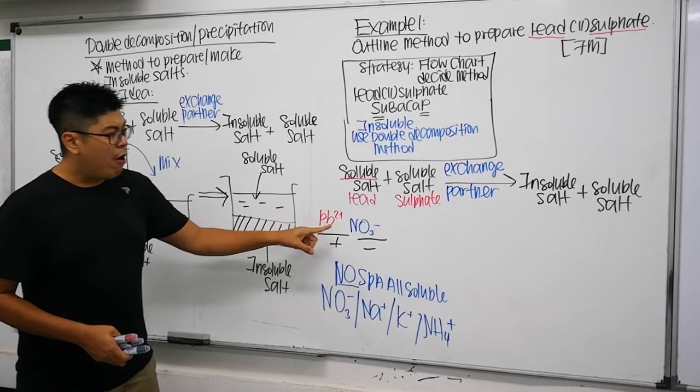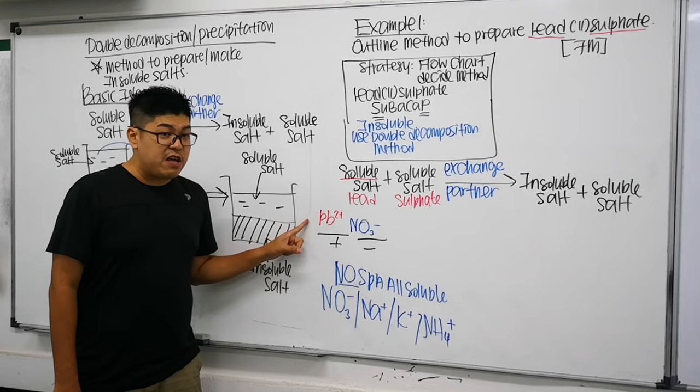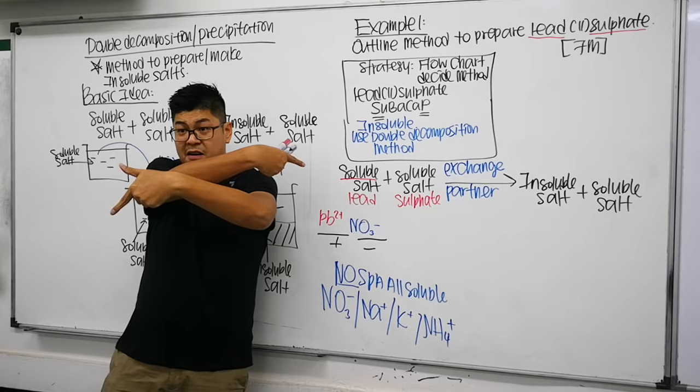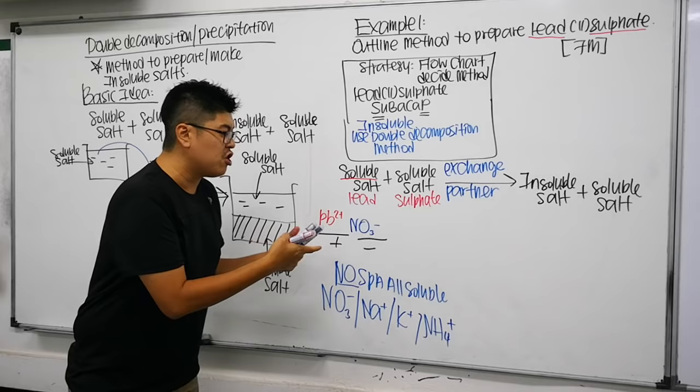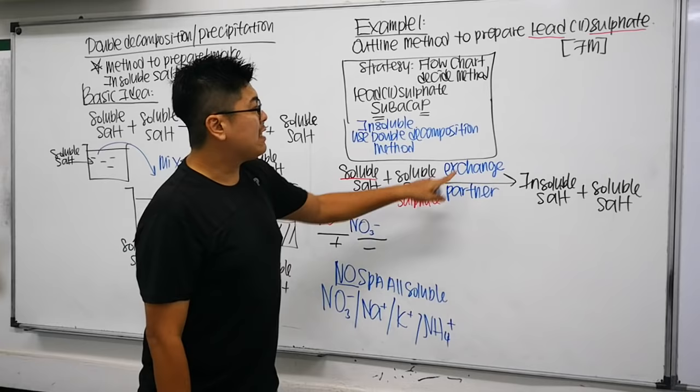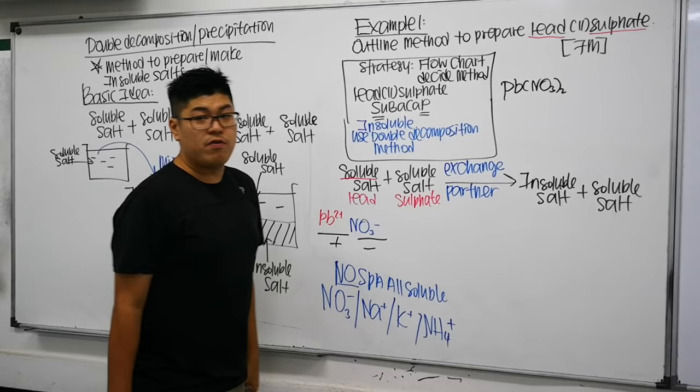Form 4, chapter 3. When you give me two ions, the charges are different. What to do? Cross. So you do the cross method, so your soluble salt is actually this one. I write it somewhere here: plumbum nitrate, or lead nitrate. This is your raw material, lead nitrate. Is it okay? Get it?